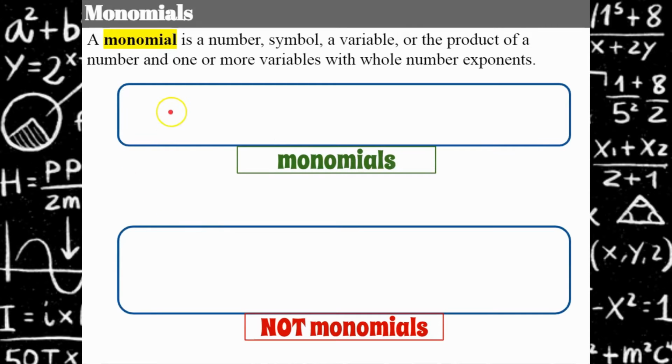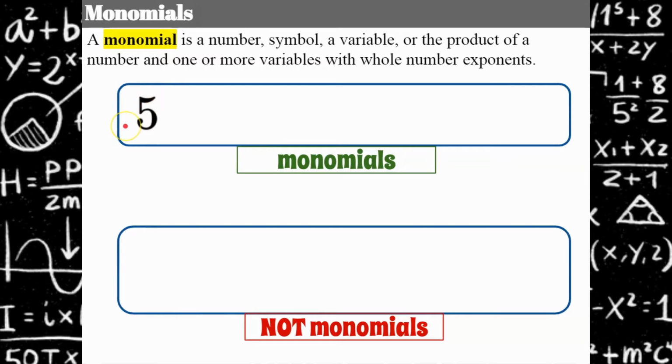So first, let's go over what is a monomial. It's a big word. A monomial is a number, a symbol, a variable, or the product of a number and one or more variables, and they have to have whole number exponents. This is going to be key as you try to determine what is and is not a monomial. I'll get further into this in a minute, but monomials you've been using your entire life. You know what they are, you just never heard them referred to as that before.